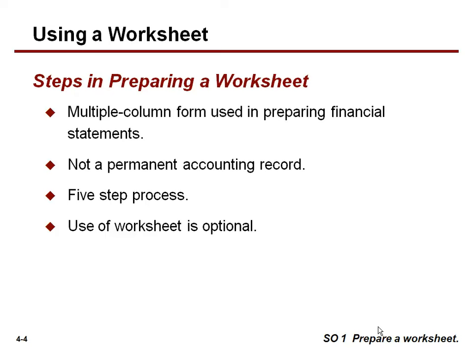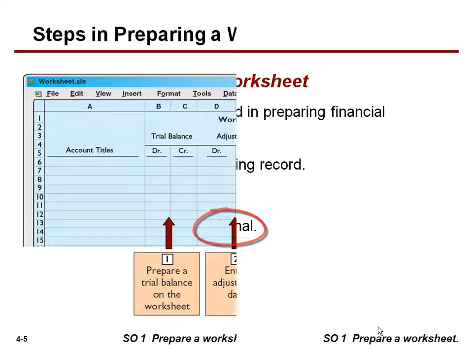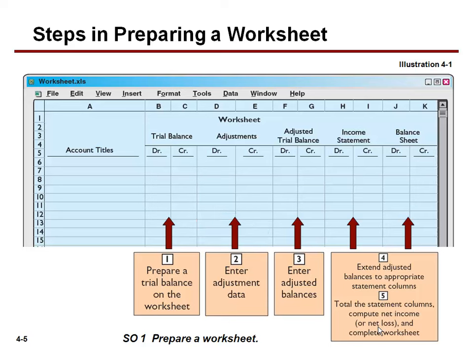First, looking at a worksheet accountants use. This is a multi-column worksheet, 10 columns. As indicated, it is not a permanent accounting record. There are several steps in this process, and the use of this worksheet is optional, although most accountants use it. This shows our 10-column worksheet and the 5 steps that we use to complete it.